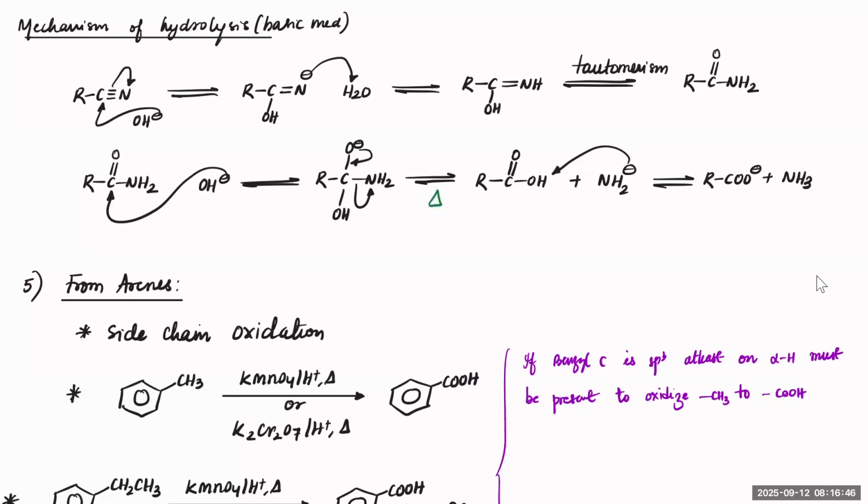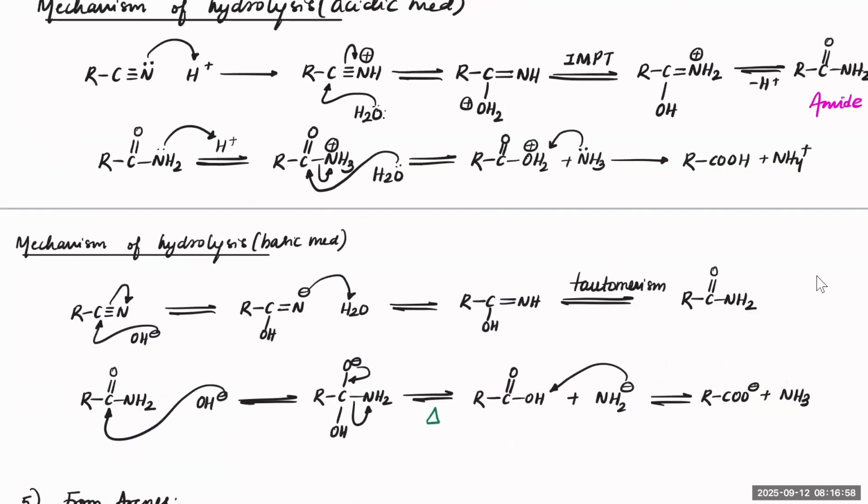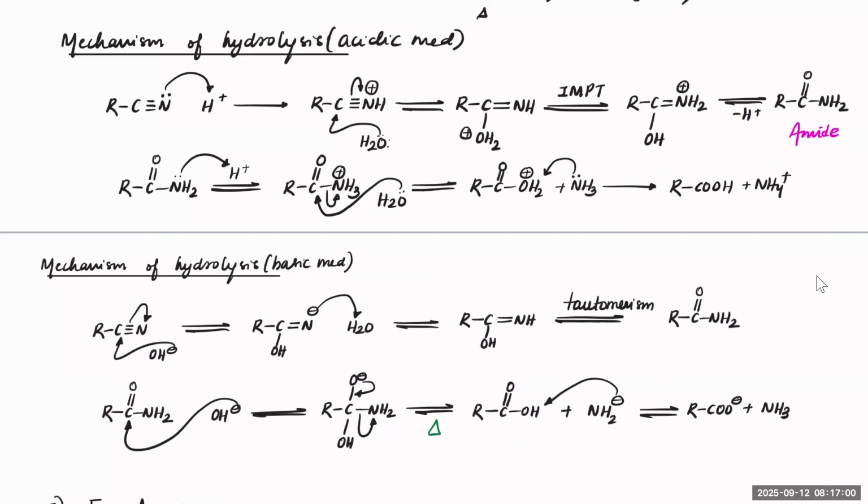So heat is needed to facilitate the removal of NH2 minus, and thus you can get this as the acid. And NH2 minus can take H plus from this acid, converting it into RCOO minus. So these two are the typical mechanisms of acidic and basic medium. Just go through it for a minute, then we'll go ahead.